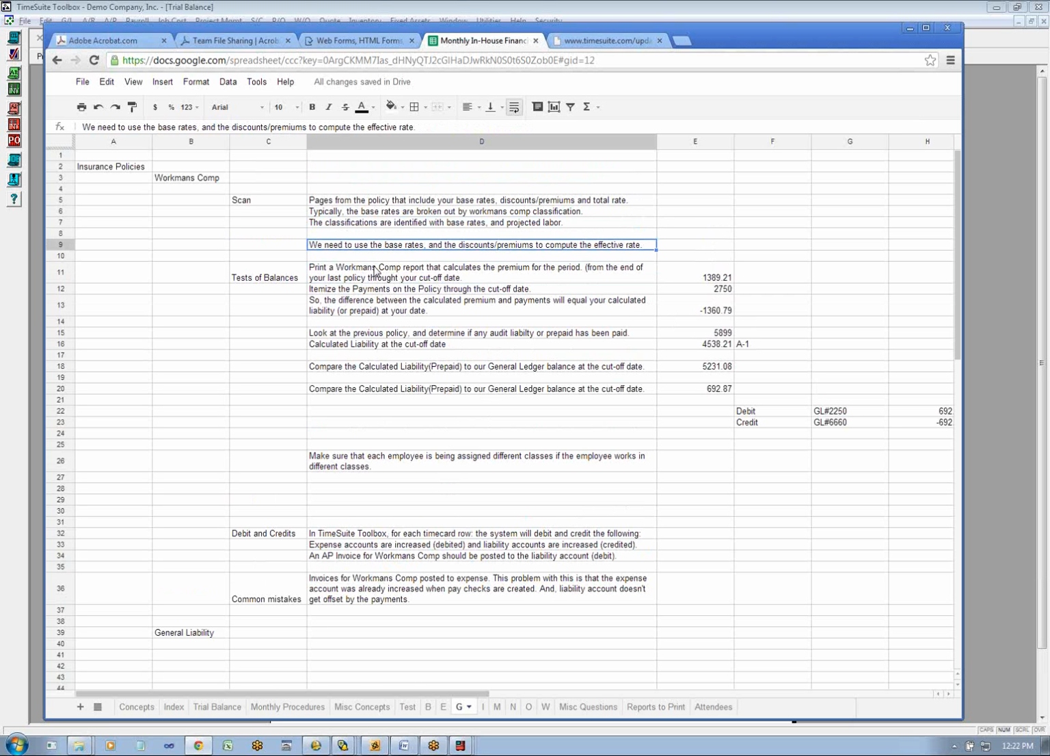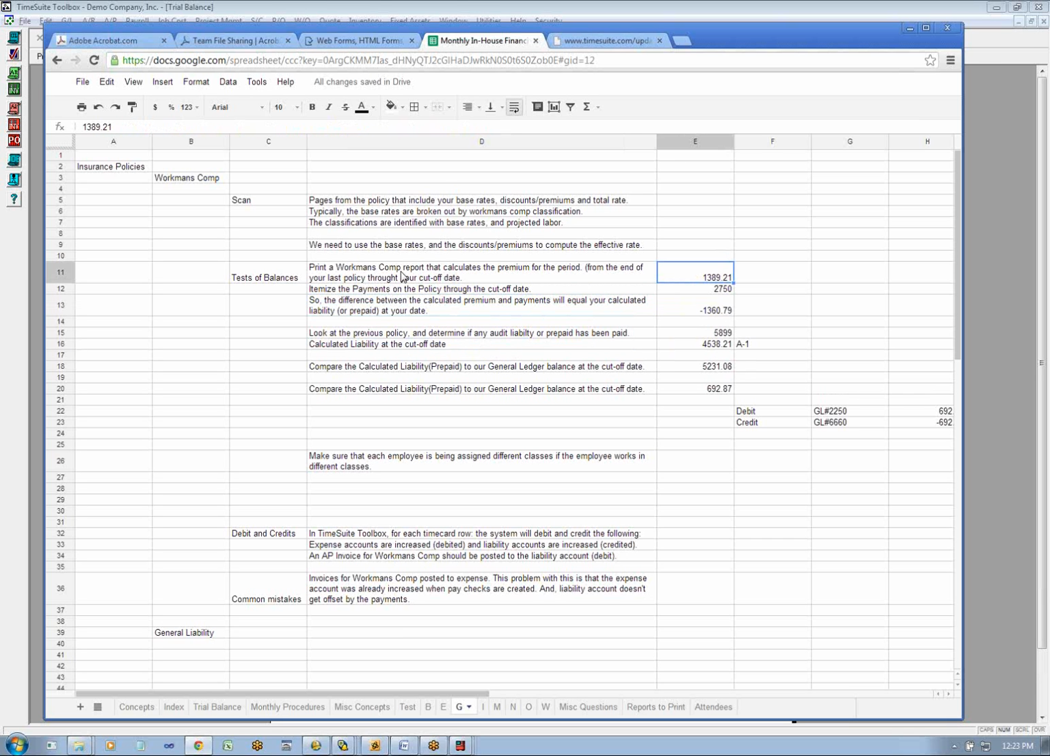All right, so you'd print your workman's comp report out that calculates the premium for the period through the cutoff date, and then you'd itemize your payments. And then the difference between the calculated premium and the payments would be part of your equation. So that would be theoretically what you owe on your current policy. You'd look at your previous policy and determine if any audit liability or prepaid had been paid, the calculated liability, and then that equals your calculated liability at the cutoff date.